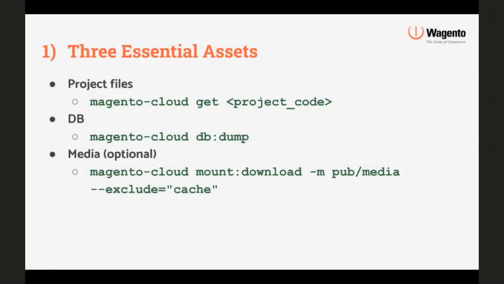All right, so our three essential assets for development are basically your project files, or what's in your code repository, the database from the cloud environment, and the media from the cloud environment. These are three essential assets that you would need for any sort of local development, Docker or not. So there's really nothing Docker specific here.